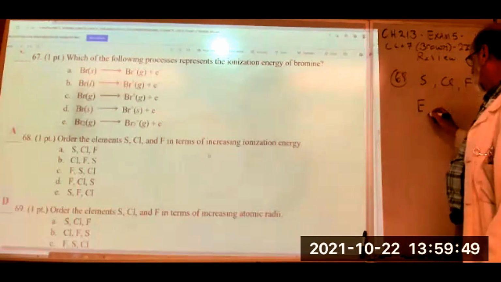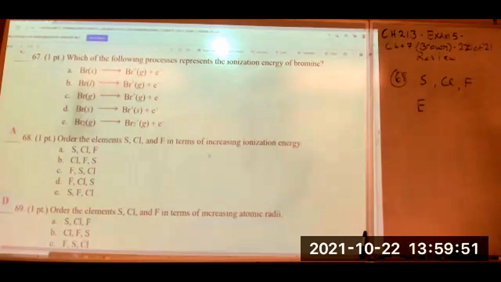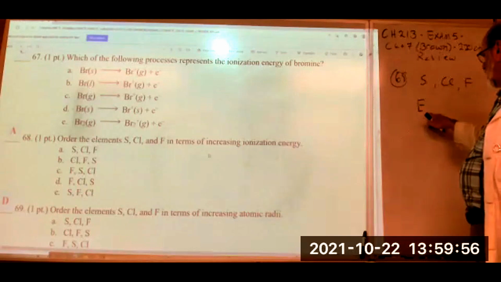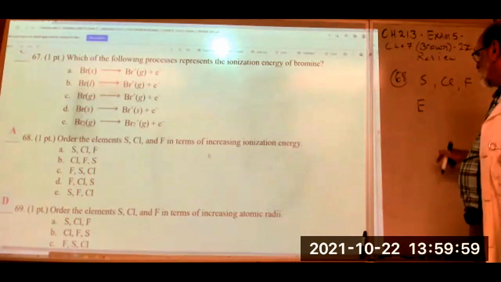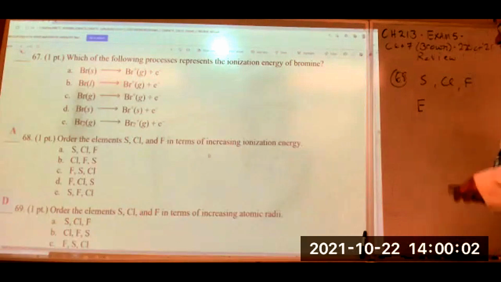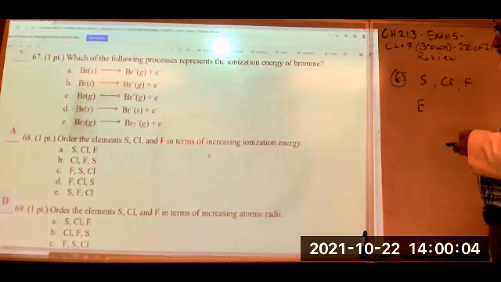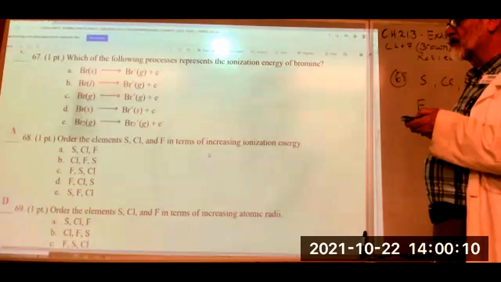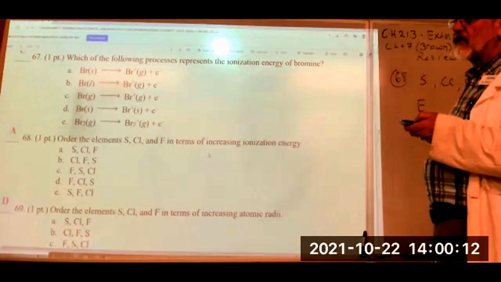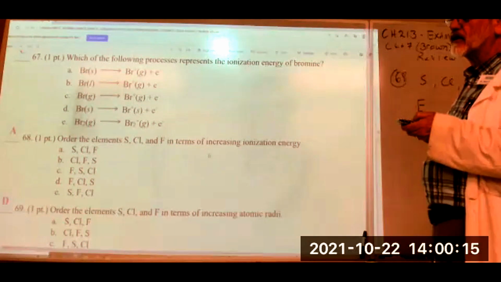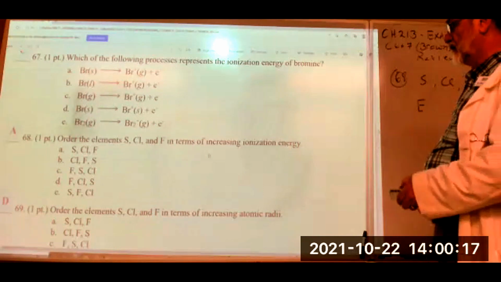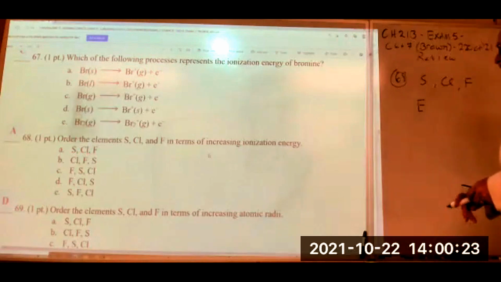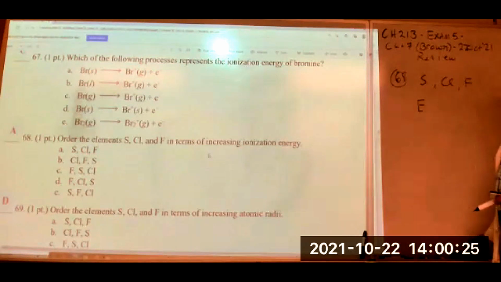Ionization energy. Let's see. Do we have an abbreviation for that? I don't think we did. First ionization energy, we could say, increasing ionization energy. So we look at them on the periodic table. Where are they located? So there's sulfur, there's chlorine to the right, and then fluorine above. So we go sulfur, chlorine, fluorine. Should be the correct order. Yep, sulfur, chlorine, fluorine. Increasing ionization energies, lower left, upper right.